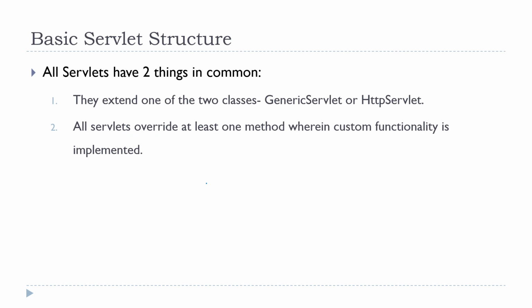Now, in the basic servlet structure, there are two things which are common for each servlet. One is that all of them extend either the GenericServlet class or the HttpServlet class. And all servlets override at least one method wherein custom functionality is implemented. Each servlet will have to override one method, so that is our service method. It can be doGet or it can be doPost. So it should have at least one method wherein we are defining the custom functionality of our servlet.